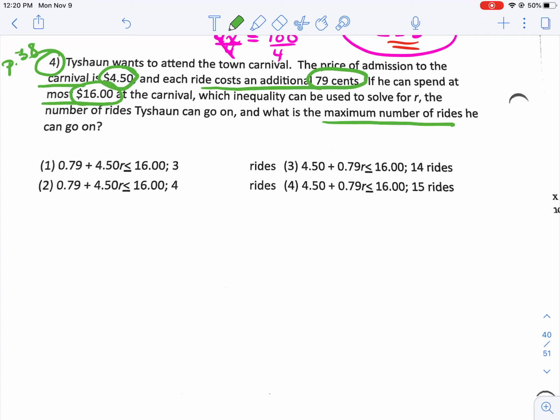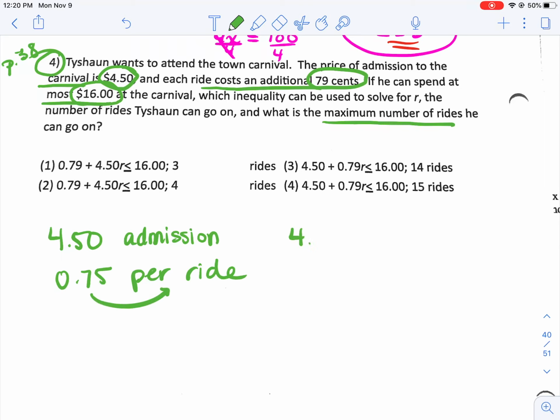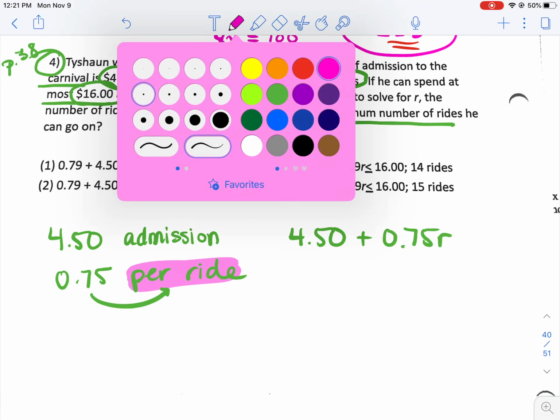Okay, so let's first figure out what they're saying here. So it's $4.50 for admission. That means to get in. The 79 cents is per ride. So they gave us a variable here of R. So what we're going to do is do $4.50. We have to pay that no matter what. But the more rides we go on, the more we're going to have to pay. So per ride means we're going to take this per ride and I'm going to put a variable next to it. Okay? So let's go through and see if there are any that match with that so we can eliminate.